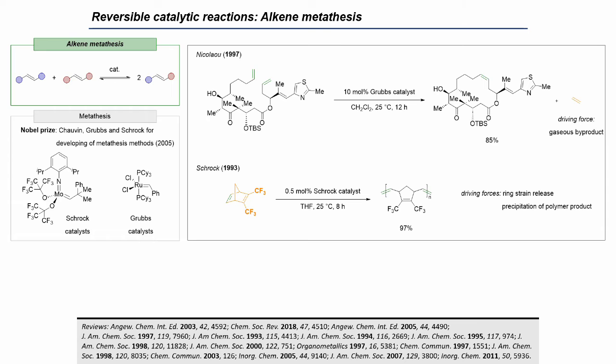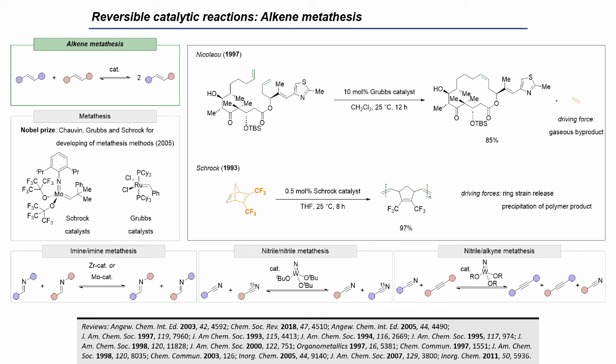Also, Schrock-type catalysts have been developed for alkene metathesis reactions, for instance to access polymers using norbornadiene building blocks. The ring-opening metathesis polymerization reaction, or ROMP for short, shown here is driven by the ring strain release of the starting material. Besides alkenes, also imines, nitriles, and alkynes have been shown to undergo metathesis reactions mediated by different catalysts.